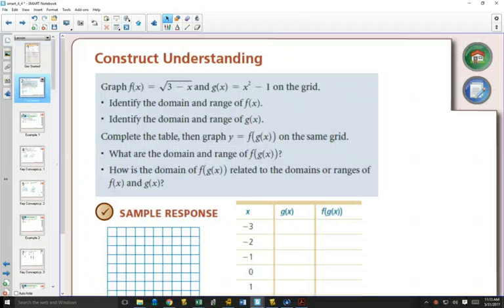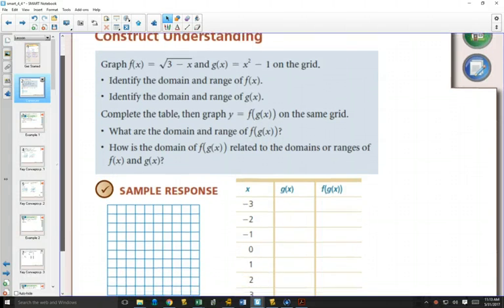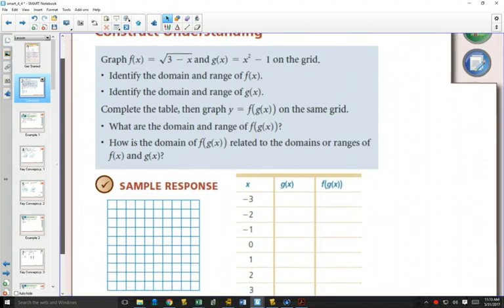So I want you to go down to here now and think about these two functions. We've got our square root function, f of x. We've got our parabola, g of x. And we're going to do a composition of these functions. In other words, one function is going to go inside of the other. In fact, it's going to be the parabola that goes inside the square root. So we're going to find out what values work, what values don't work, and then we're going to try and see what the graph is after we've completed the table.